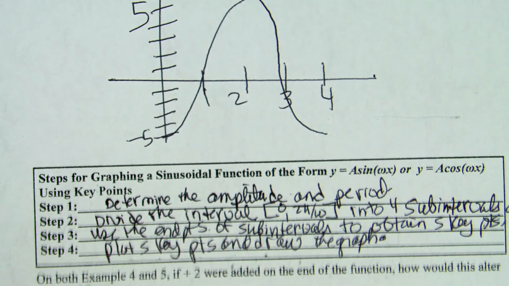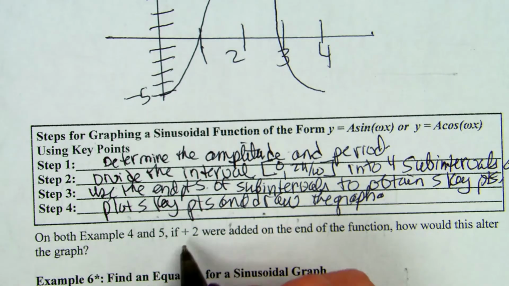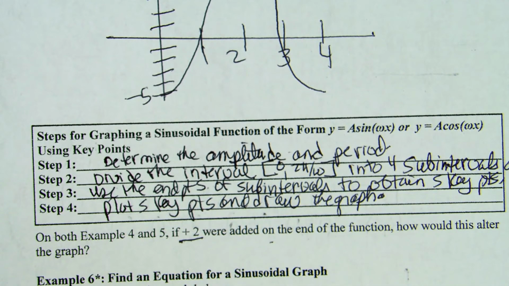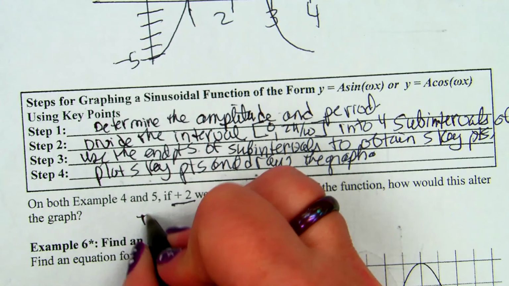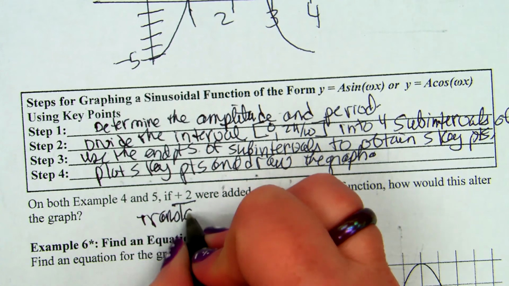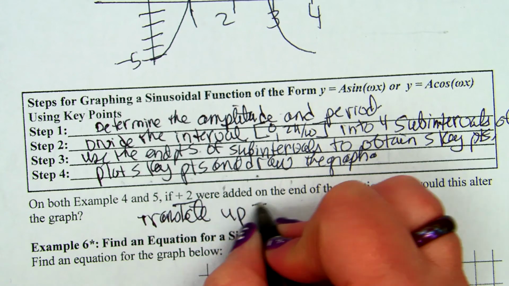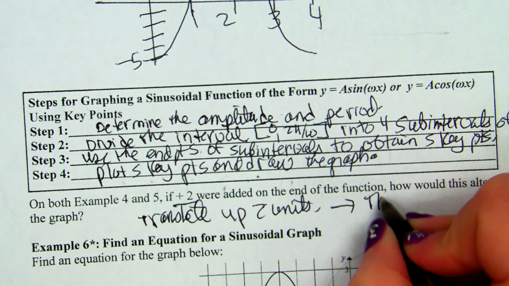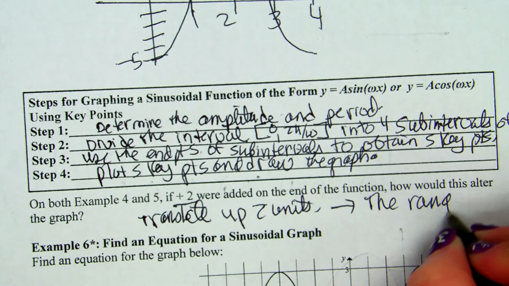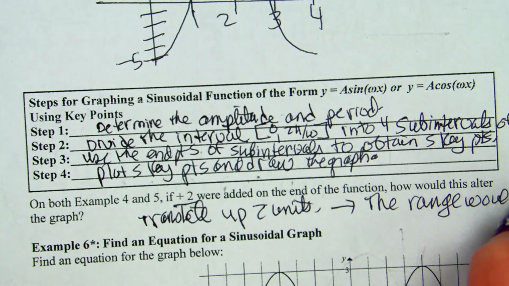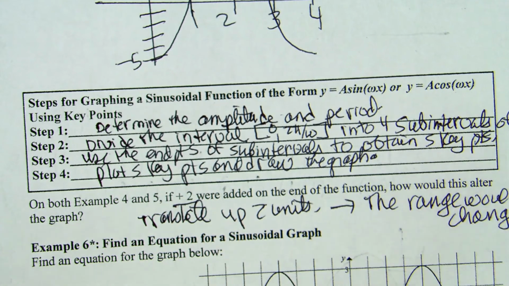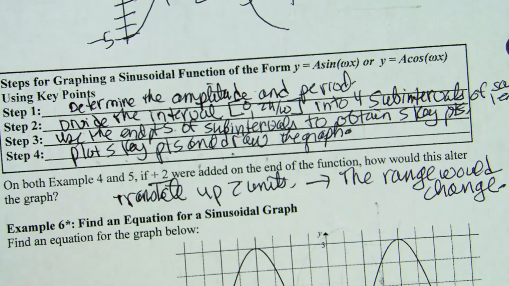On both example 4 and 5, if plus 2 were added at the end of the function, how would this alter the graph? So what does a plus 2 do to a graph? It would translate up 2 units. The range would change. The x's wouldn't. The y would change.